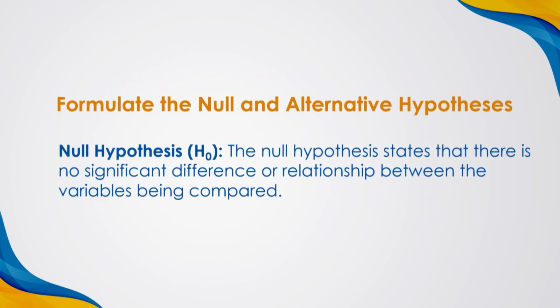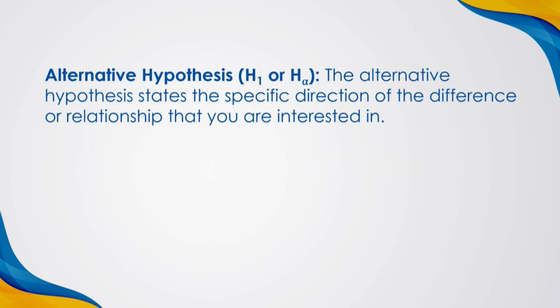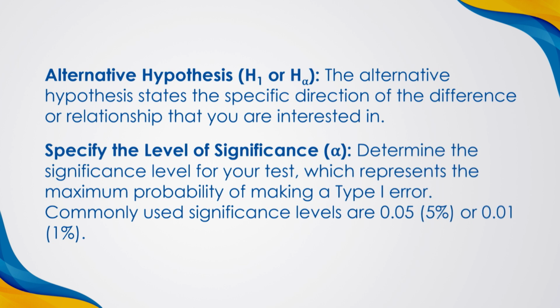Formulate the null and alternative hypothesis. Null hypothesis: the null hypothesis states that there is no significant difference or relationship between the variables being compared. Alternative hypothesis, H1 or H alpha: the alternative hypothesis states the specific direction of the difference or relationship that you are interested in.